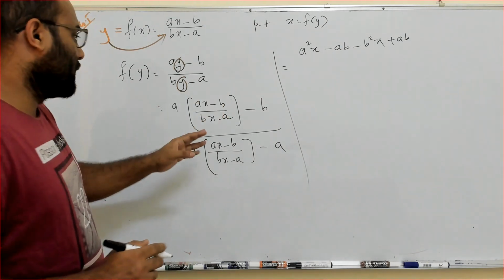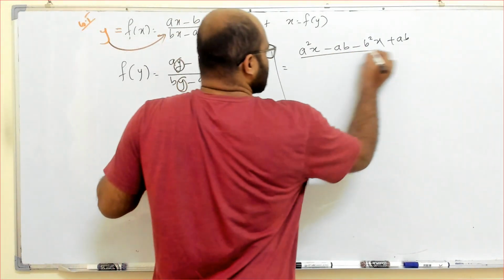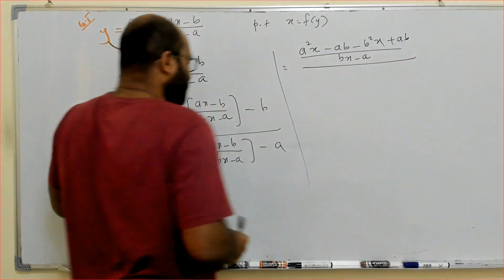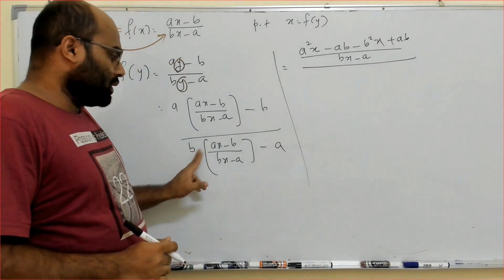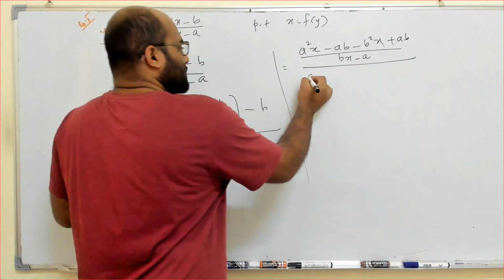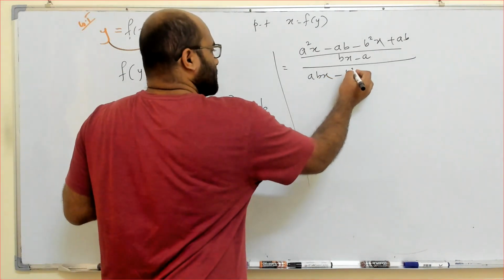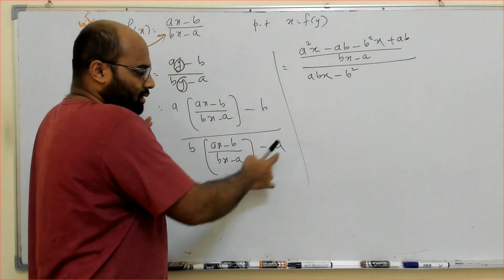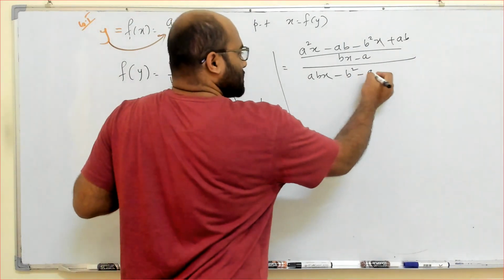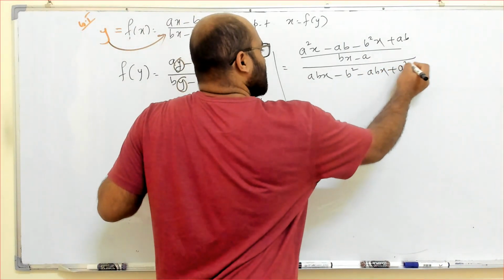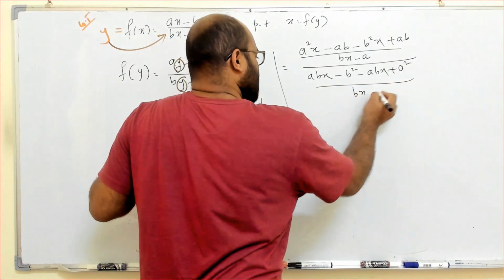Now the denominator part is what? Divided by bx minus a. All divided by, the same procedure we have to do down also. b into ax is abx. b into minus b is what? Minus b square. LCM we have to take: minus a minus abx. Minus a is what? Plus a square. Divided by what? bx minus a.